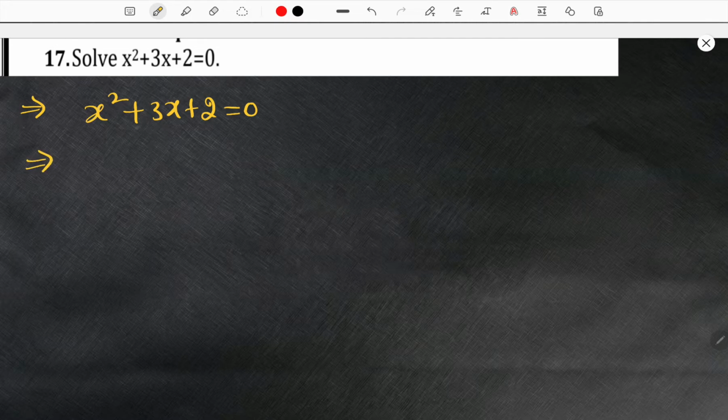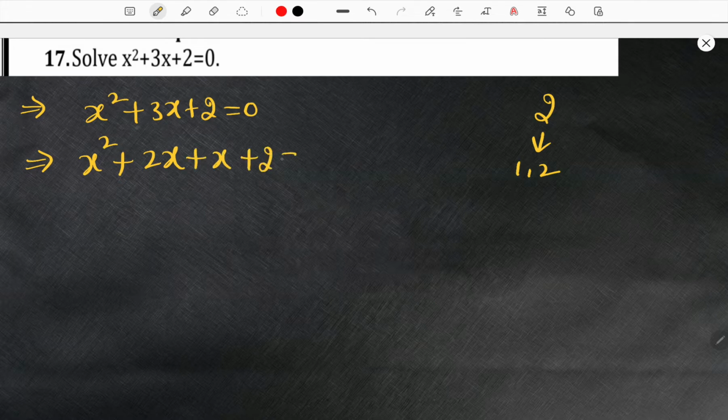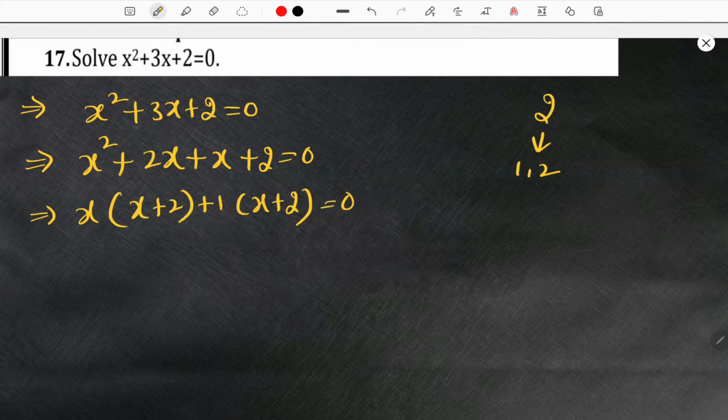Now look at this, x square coefficient is 1, then 1 into 2 is 2. And what are the factors of 2? 1 comma 2. Now look at this, 3 is there, 1 plus 2 is 3, then 1 into 2 is 2 only. So I will write it as x square plus 2x plus 1x, that is x only, then plus 2 is equal to 0. Now from the starting two terms you can take x common. If you take x common, x remains, then plus 2, and here also you can take x plus 2, then it becomes plus 1, which is equal to 0.